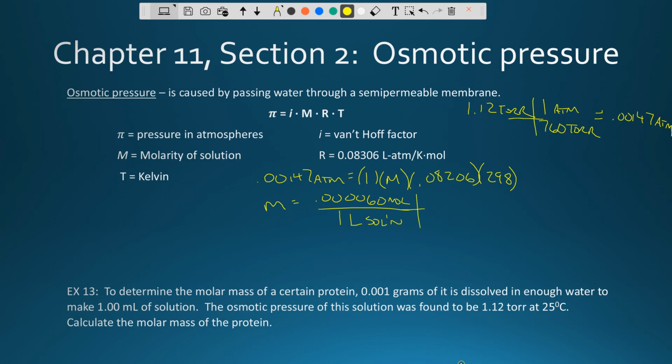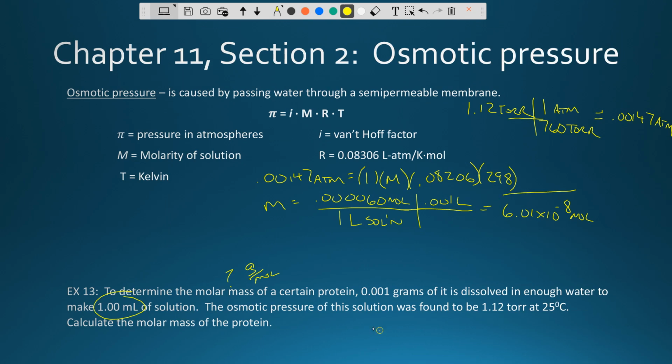But I don't have a liter, do I? I have exactly 1 milliliter. So 1 milliliter is 0.001 liters. And so I end up with 6.01 times 10 to the negative 8 moles of my protein. Okay, so how many grams did I have? Because remember, molar mass is grams per mole. We're going to see this all year long, guys. When we see that question, molar mass, we have to think grams per mole.